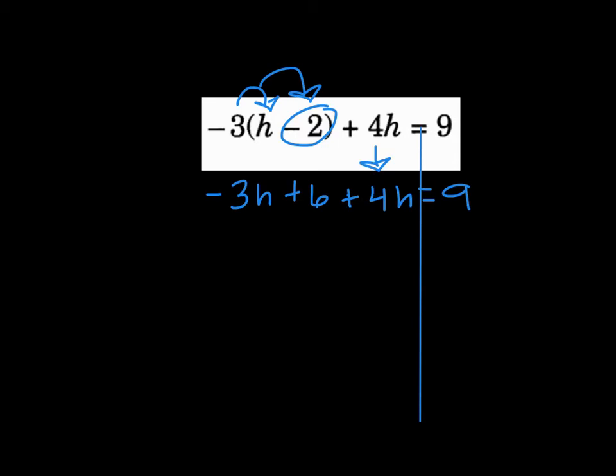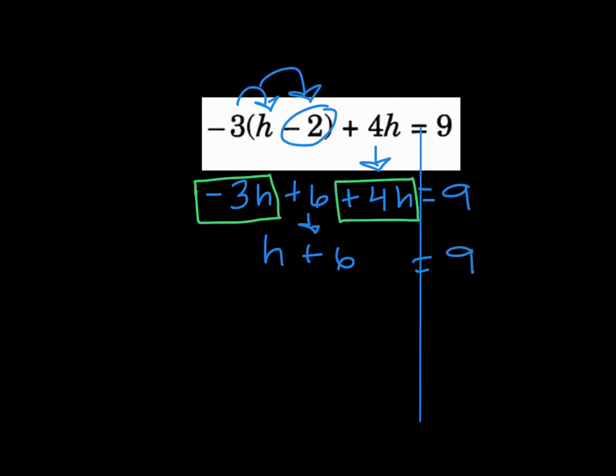Before we do anything else, we need to simplify the left side of this equation by combining like terms. Remember, like terms need to have the same variable. So I can combine negative 3h and positive 4h. So negative 3 and positive 4 is going to give me 1h, or just h. I'm going to bring down the plus 6. So I have h plus 6 equals 9.